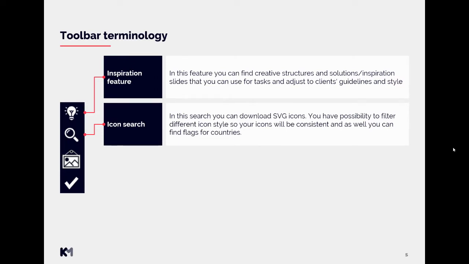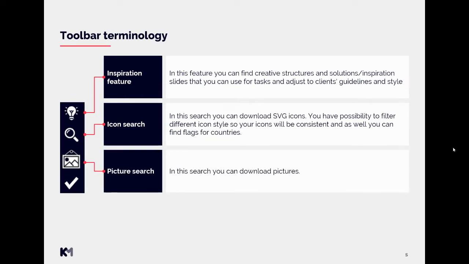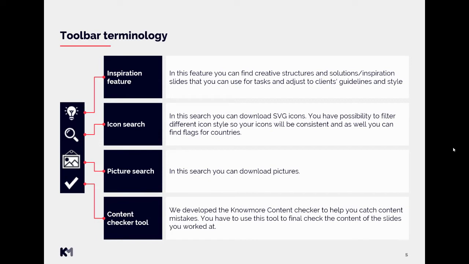Then we have icon search. In this search, you can download SVG icons. You have the possibility to filter different icon styles, so that way you will make sure that your icons are always consistent. As well, you can download flags for countries. Then we have picture search, where you can find pictures in good quality. And we have the content checker tool. We have developed this tool to help you check your content mistakes. You have to use this tool to do a final check of the content of the slides you worked on.